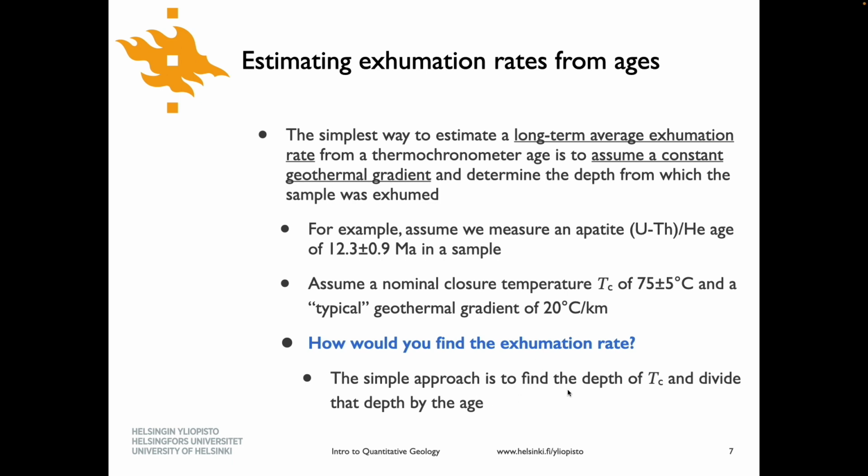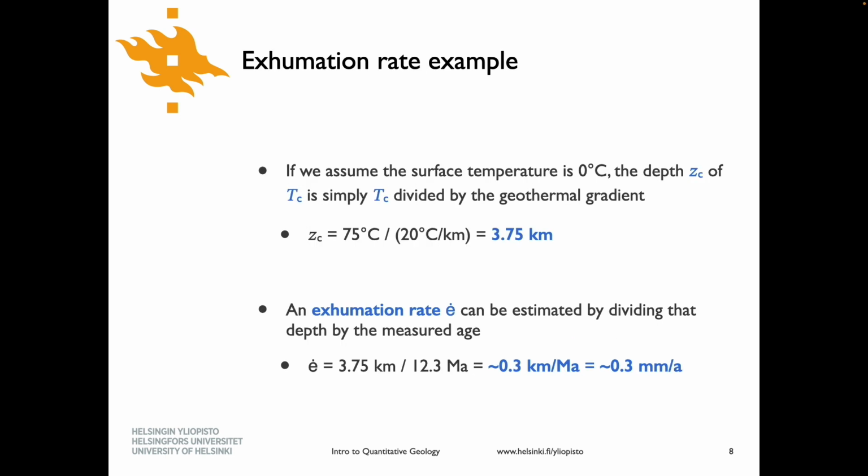But yeah, in essence, we can figure out how deep that closure temperature is, divide the depth by the age, and get a rate. So here we have our 3.75 degrees C, which is basically just, if we assume 0 at the surface, and 20 degrees C is how much the temperature increases with each kilometer we go down. We've got to go to 3.75 kilometers depth before we hit 75 degrees C. That's the distance our rock sample has to travel.